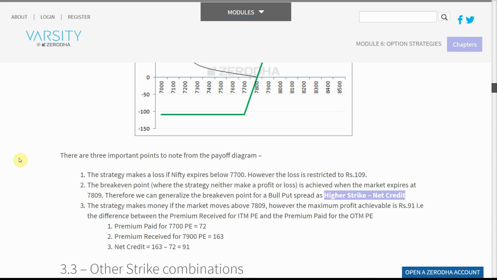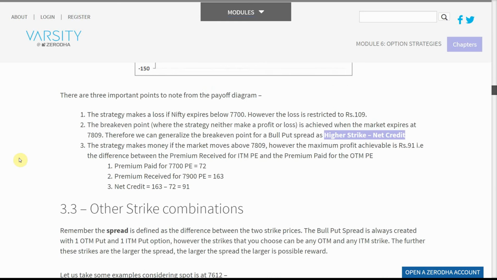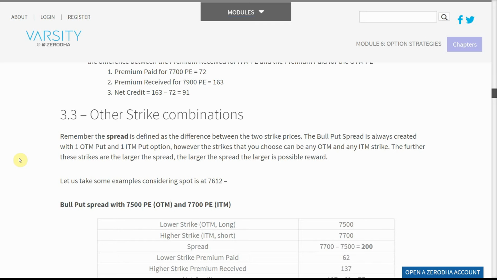The strategy makes money if the market moves above 7,809. However, the maximum profit achievable is 91 rupees, i.e. the difference between the premium received for the ITM PE and the premium paid for the OTM PE. Premium paid for 7,700 PE equals 72. Premium received for 7,900 PE equals 163. Net credit equals 163 - 72 equals 91.